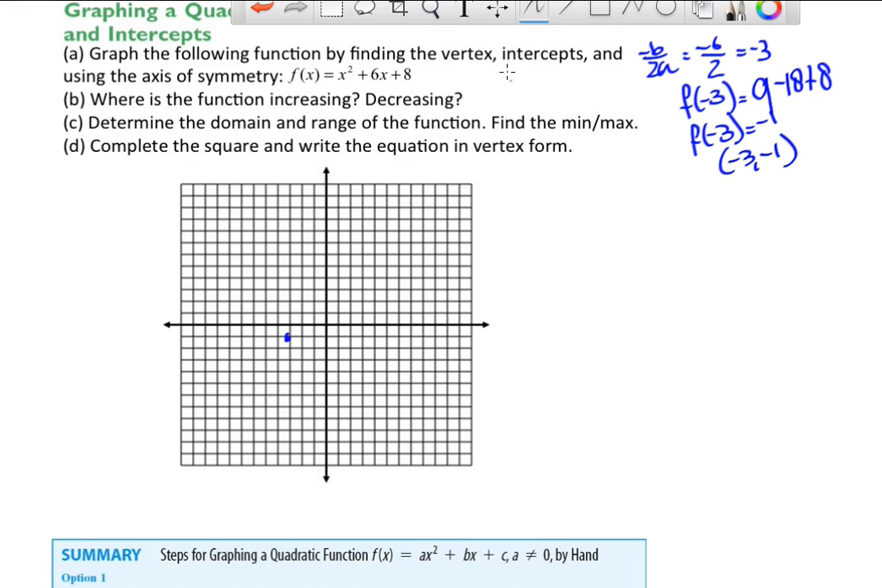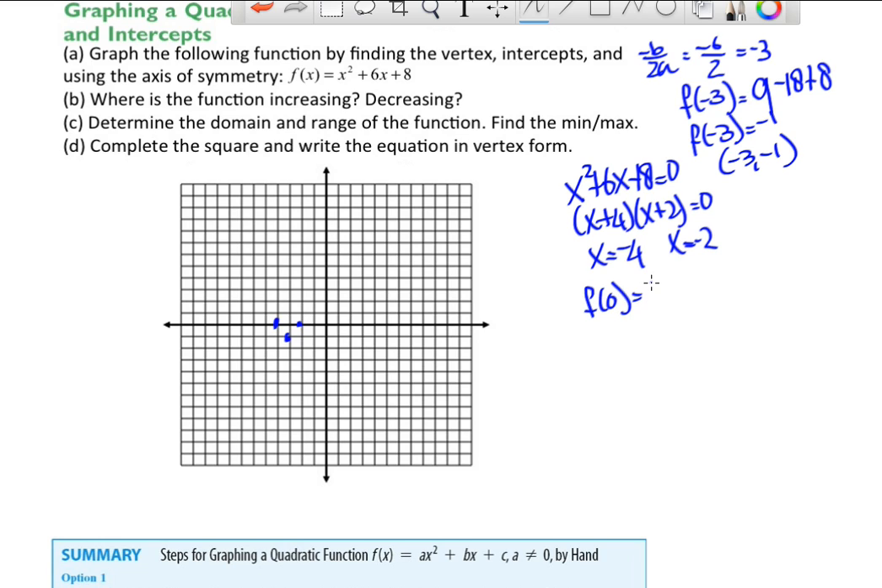The intercepts. Okay, so for the intercepts, x squared plus 6x plus 8 is 0. It factors. So the intercepts occur at negative 4 and negative 2, at least the x ones. The y-intercept would be found by plugging in 0, so you get 0 plus 0 plus 8, that's 8.